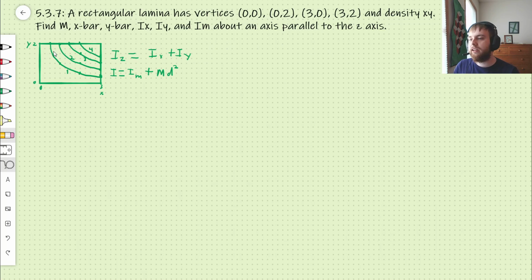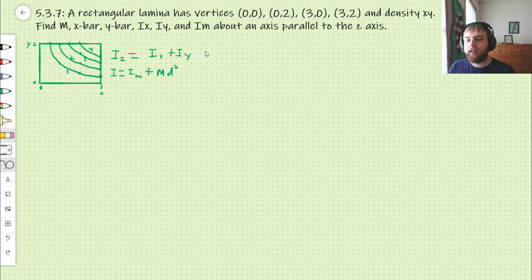I have a sketch of our lamina here. The lamina, it just means that it's thin enough that we don't have to worry about the thickness at all. And we have these lines here that are constant density lines, approximately. So anywhere along this line, for example, the density is 1. Along this line, the density is 2, 3, 4, etc. So you can see that as we're going in this direction, we're increasing a lot in our density.